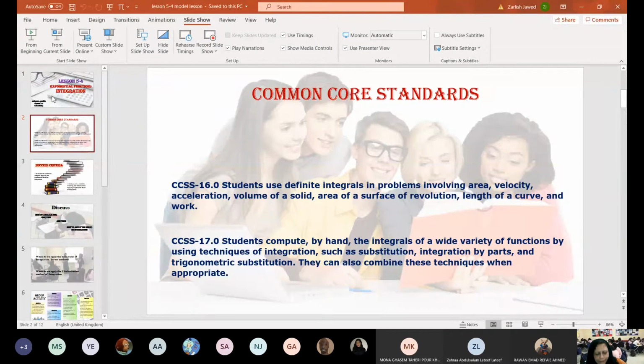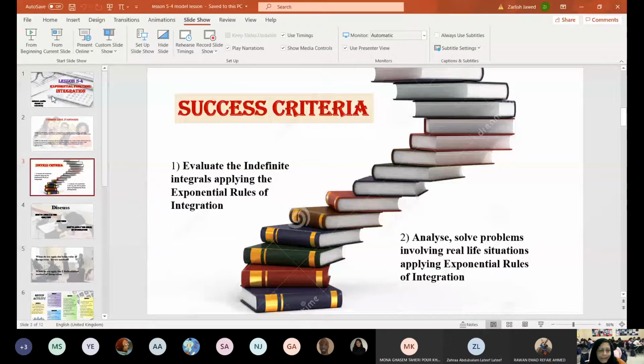By the end of this lesson, you are going to study how to evaluate indefinite integrals, applying exponential rules of integration as well as the logarithmic rules and the basic rules of integration. We will also analyze and solve problems regarding real life applications.